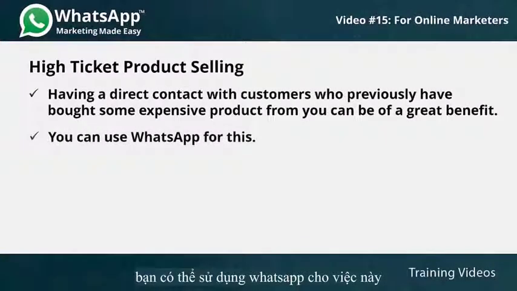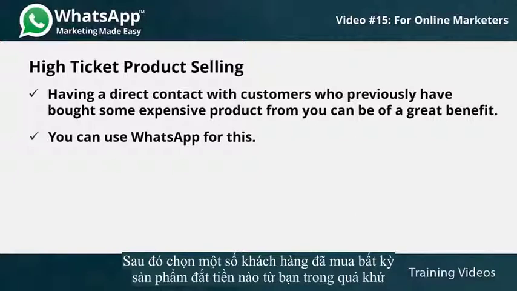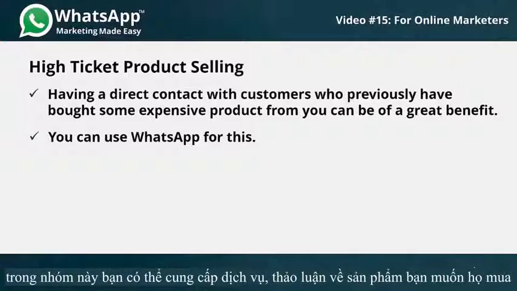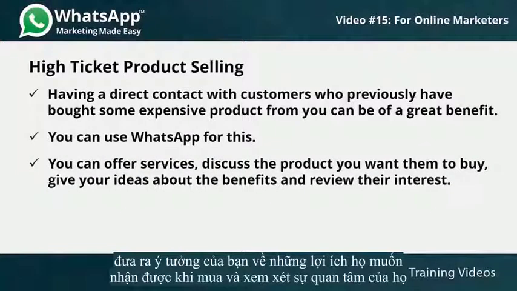You can use WhatsApp for this. Via email, you can ask for their personal numbers or provide your own. Then, select several clients who have bought an expensive product from you in the past. This way, you can create a group with personal numbers, talk to them directly, instantly, and conveniently. In this group, you can offer services, discuss the product you want them to buy, give your ideas about the benefits they would receive when purchasing this new product, and review their interest.